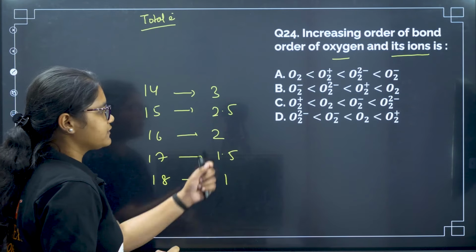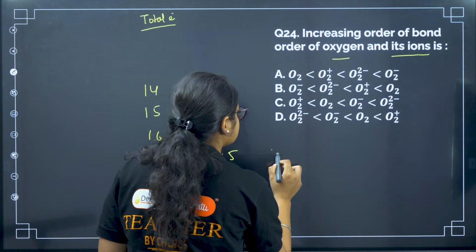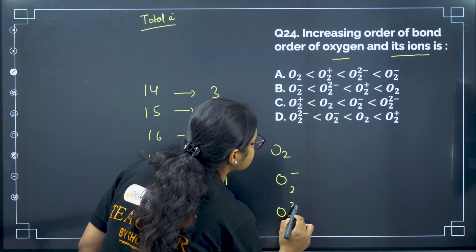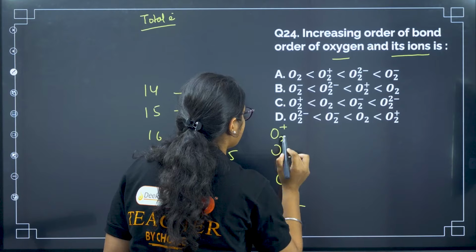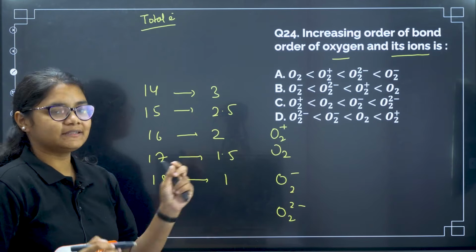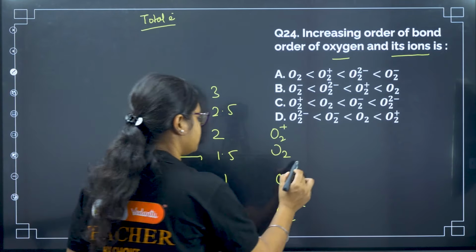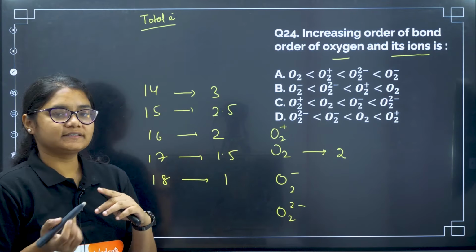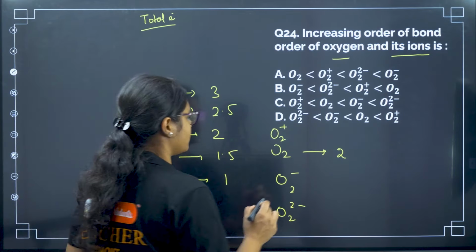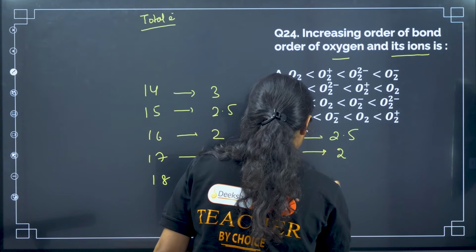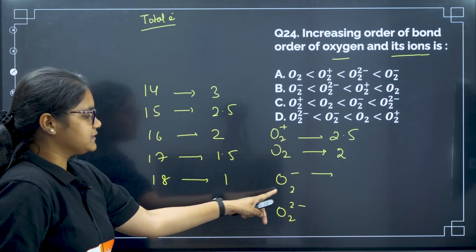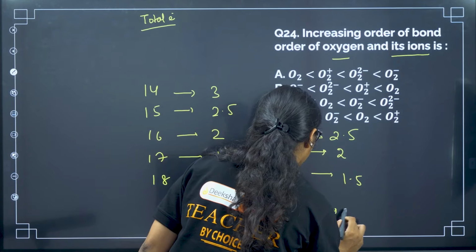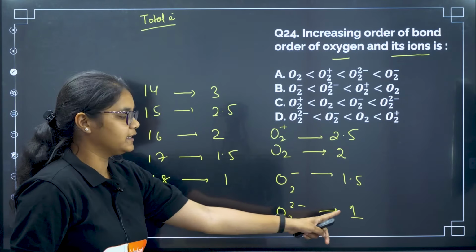Okay. So now if you just calculate for all, we have these species, that is O2, O2 minus, O2 2 minus, and O2 plus. So O2 will have 8 plus 8, 16. So for 16 the bond order will be 2, right? Then O2 plus will have 8 plus 8, 16 minus 1, 15. So for 15 the bond order is 2.5. Okay. Then O2 minus is 8 plus 8, 16 plus 1, 17. So for 17 it is 1.5, and for O2 2 minus, total number of electrons is 18, so it is 1.